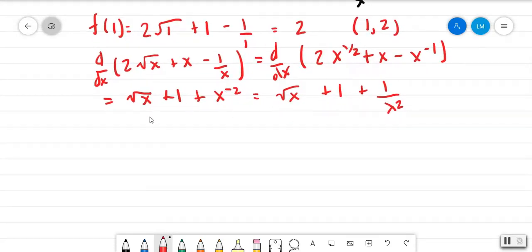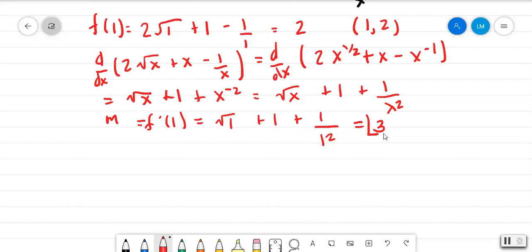So we have that f prime of 1, which is equal to the slope, is equal to the square root of 1 plus 1 plus 1 over 1 squared. But as you can see, all of this is just equal to 3. So we have that the slope is equal to 3.